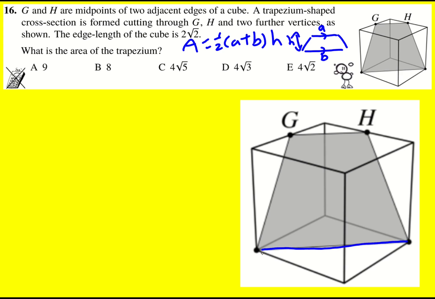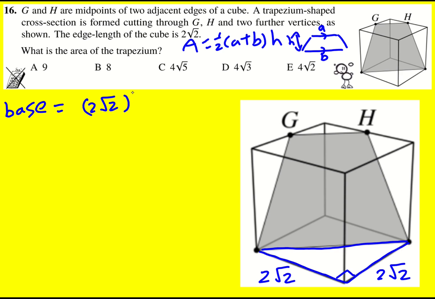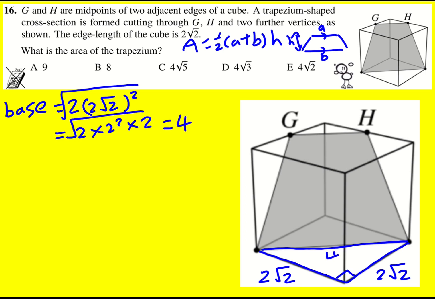So this is going to be my b. And I can construct a right angled triangle here. There's the right angle. And I know that the cube has side lengths 2 root 2. So that's 2 root 2 and that's 2 root 2. So if I want the base, it's going to be the square root of (2 root 2 squared plus 2 root 2 squared), or 2 lots of (2 times root 2) squared. That's going to be my base, which becomes the square root of 2 times 2 squared times 2, and I'm actually going to get 4. Right, the base is sorted.